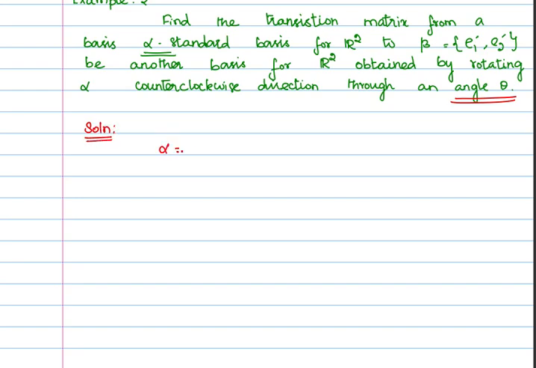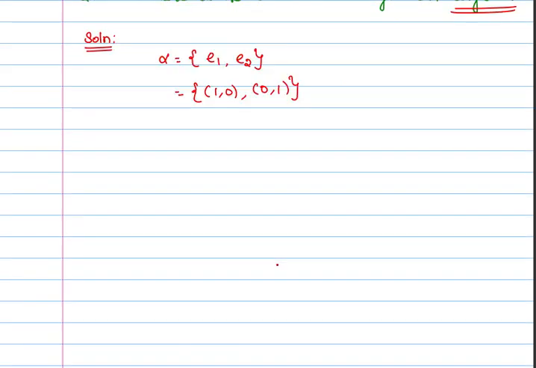Alpha is the standard basis. Standard basis means E1, E2. E1 means the first component is 1, remaining part is 0. E2 means the first part is 0, the second part is 1, remaining components are 0. This is my alpha. They are telling that it's rotated by the angle theta.